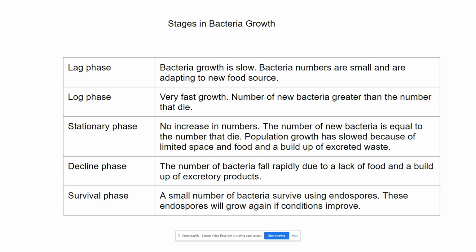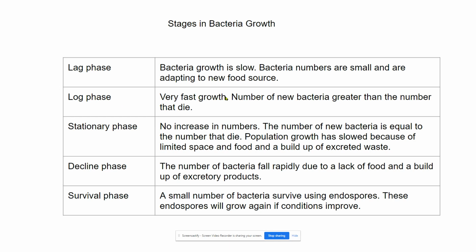Now, we need to look at the stages that bacteria go through as they grow. So if a single bacteria lands on a food source, the initial growth rate will be quite slow. The numbers of bacteria are small. The bacteria is adapting to a new food source. So bacteria will initially go through what's called a lag phase or a slow growth phase. Once the bacteria have become established and they've adapted to the food source, that's when they'll start to grow very quickly. They enter then what's known as the log phase, sometimes called the exponential phase.